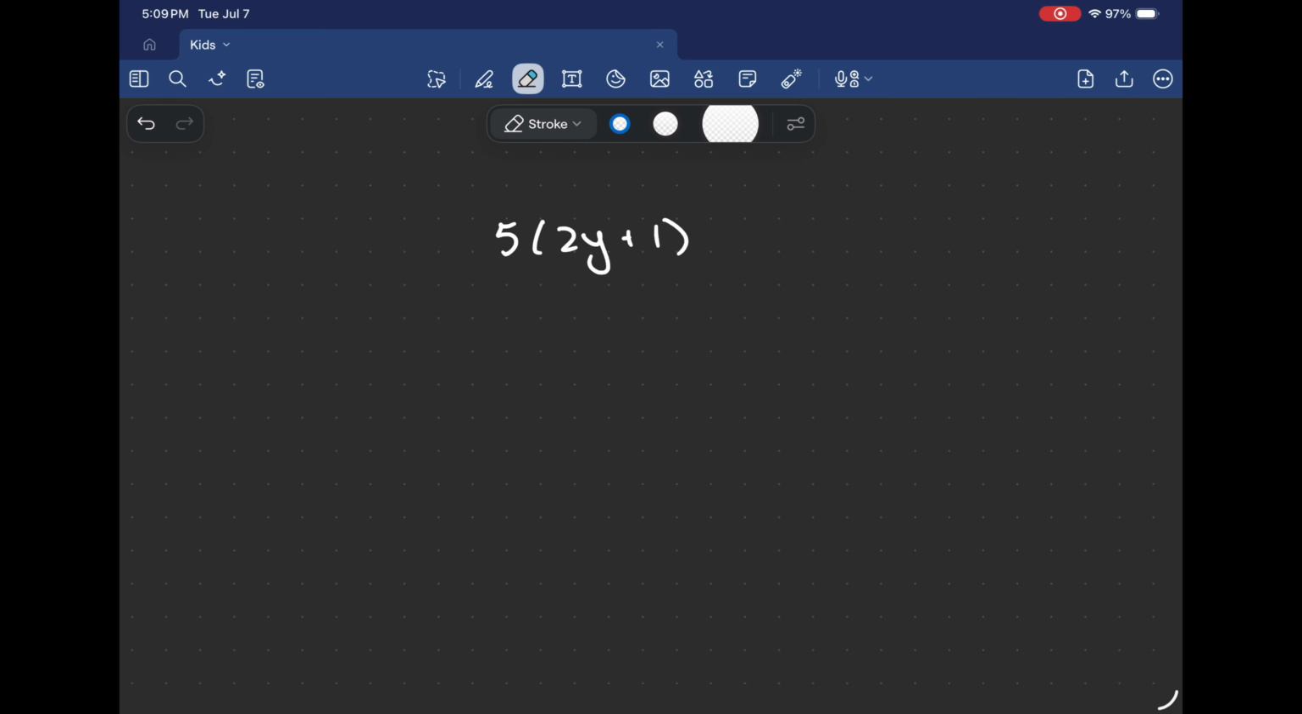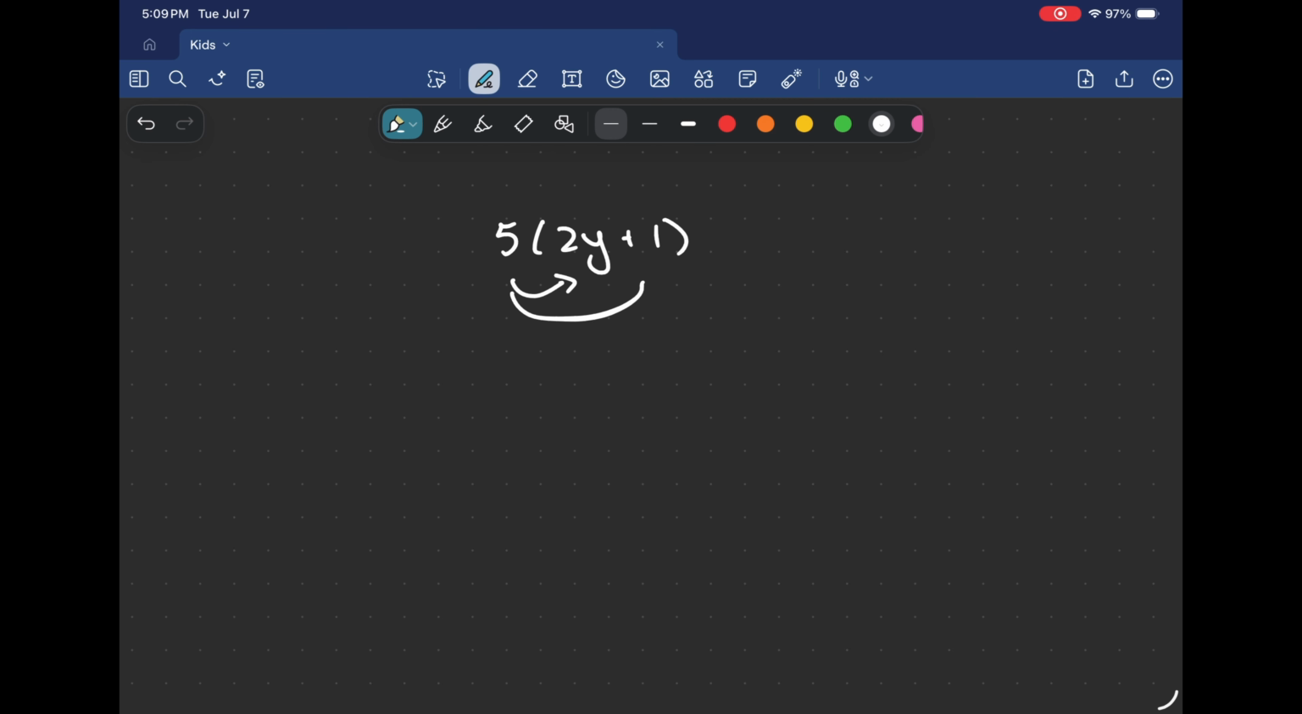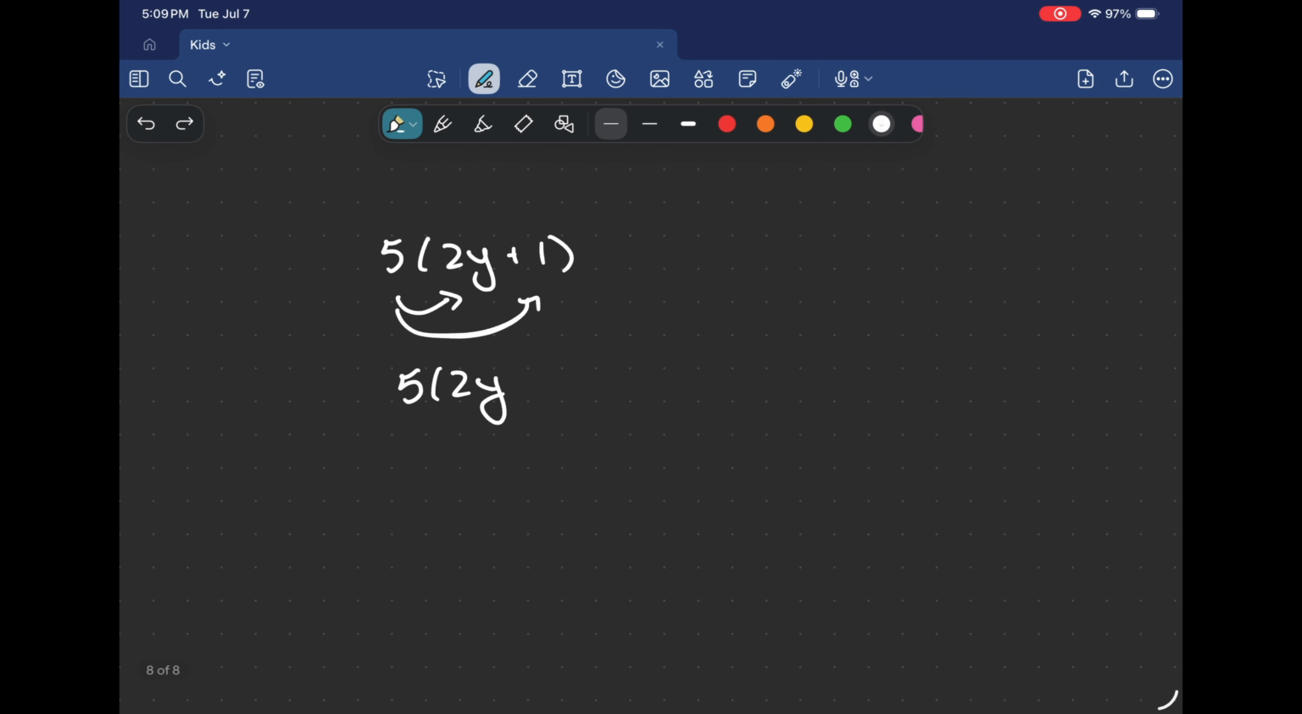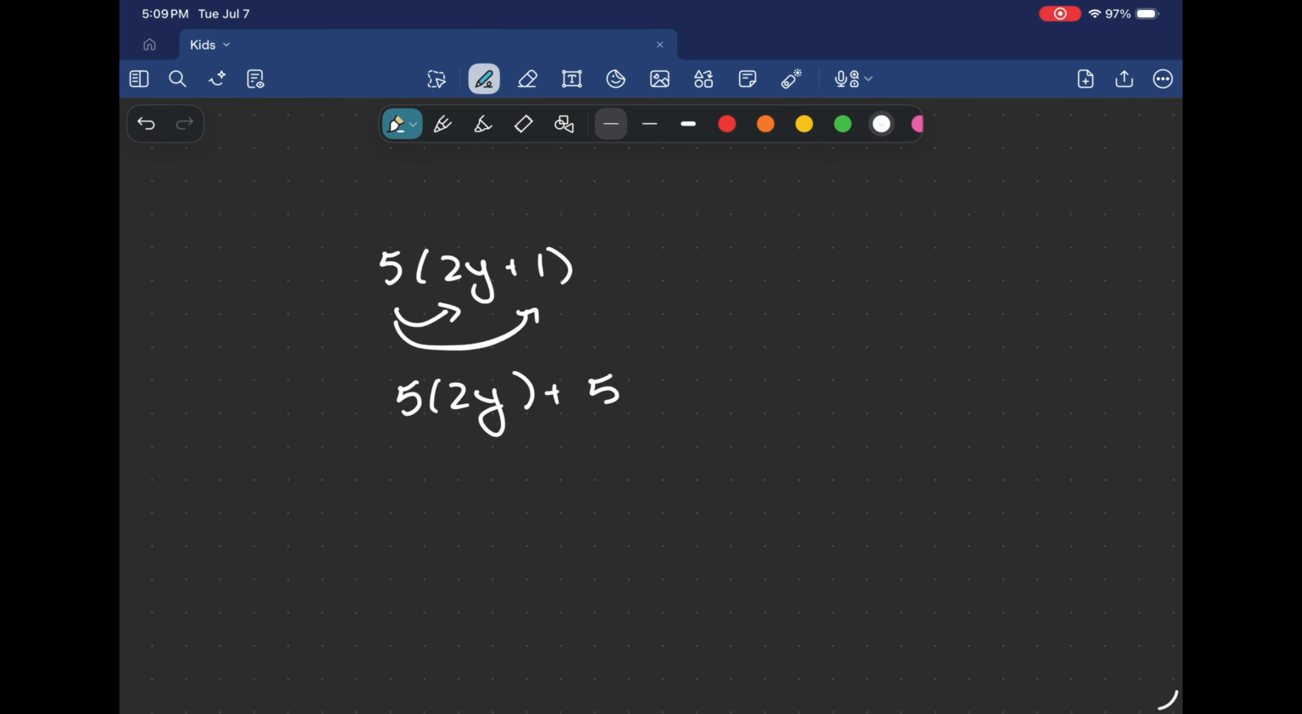Ask yourself, what should I multiply 5 by? Do you have the answer? It's everything. We have to multiply 5 times 2y and by 1. 5 times 2y plus 5 times 1. 5 times 2y is 10y, and 5 times 1 is 5. Notice that the variable stays attached to the coefficient. We only multiply the numbers.